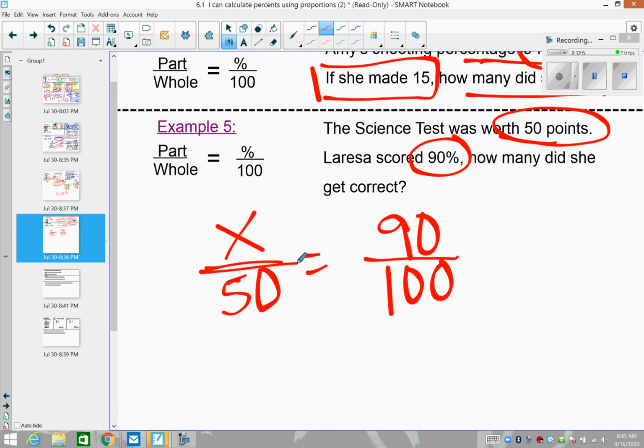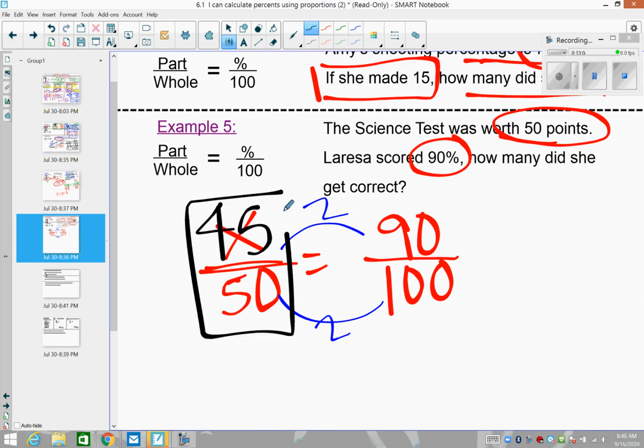Now this one I'm not going to take cross products on. I'm going to take a little shortcut. I can see that this is a relationship of 2 here. So that's a relationship of 2. So I can mental math that and realize that I get 45. So Larissa got 45 out of 50 on our science test to get an A- on the test. Sweet. Hopefully you did well on that one.